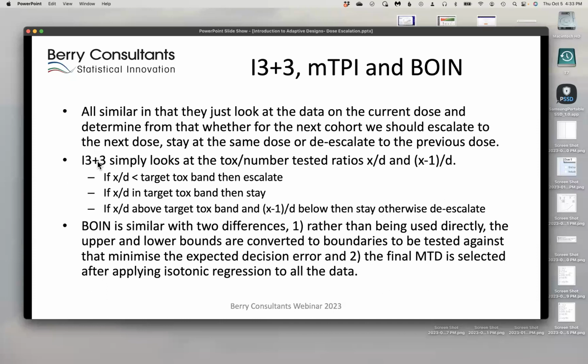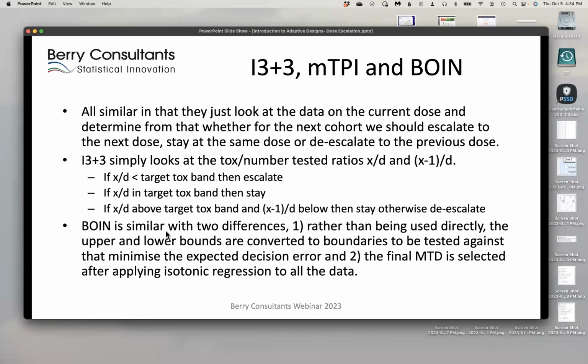So for instance, the I3+3 simply looks at the ratio of the number of toxicities observed at the dose divided by the number of subjects tested. That gives you two ratios, X over D and X minus 1 over D. If X over D is below your target toxicity band, then you should escalate. If X over D is in the target toxicity band, then you stay. If X over D is above the target band and X minus 1 over D is below the target band, then you stay. Otherwise, you de-escalate. And that's it. Those are the I3+3 rules.